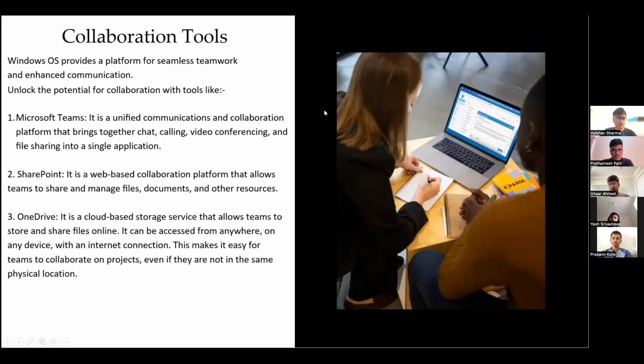Collaboration tools such as Microsoft Teams, SharePoint, and OneDrive. Microsoft Teams is a unified communication and collaboration platform that brings together chat, calling, video conferencing, and file sharing into a single application. While SharePoint is a web-based collaboration platform that allows teams to share and manage files, documents, and other resources. We all know OneDrive. OneDrive is a cloud-based storage service that allows teams to store and share files online.